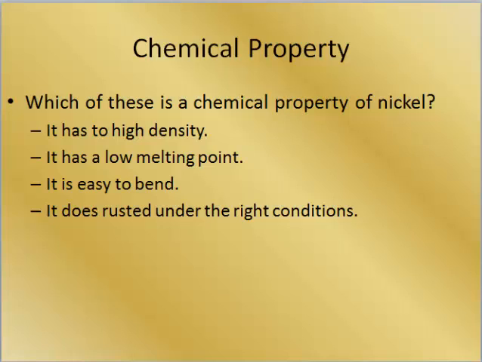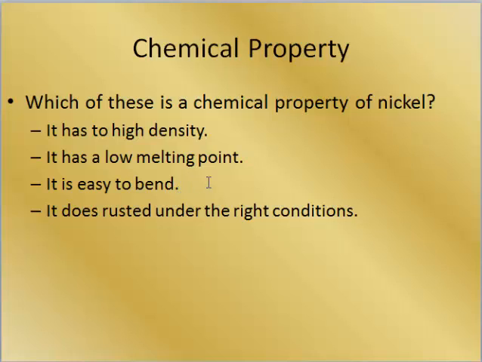Alright, so which of these is a chemical property of nickel? So we're looking at density, melting point, how easy it is to bend, and its ability to rust. So can we see the density? Can we put a piece of nickel into water or into another liquid and see where the density of it is? We can do that. It doesn't change the nickel at all. If we put heat to it and we melt it and then we cool it back down, does the nickel change? No, it stays the same if we did that.